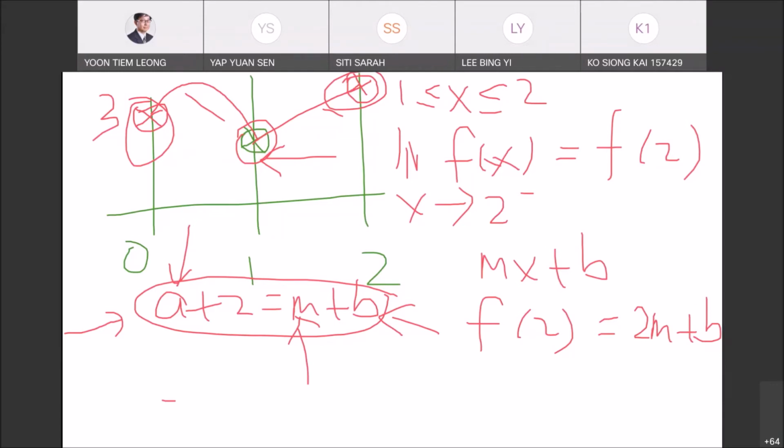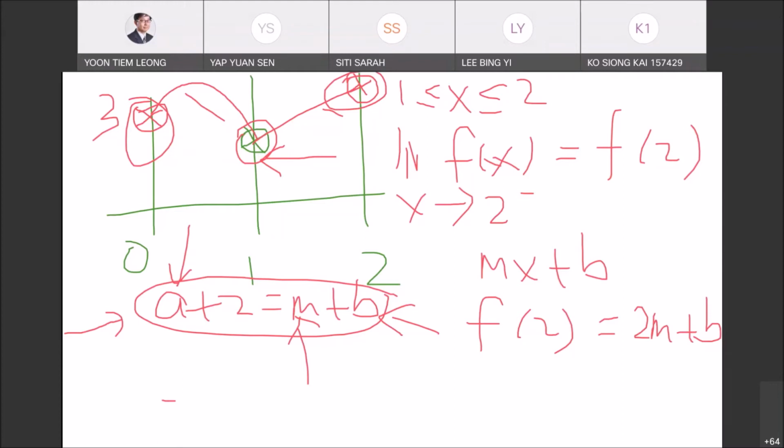Because the mean value theorem only works if all the points are differentiable. That means the gradient of the function at 1 from the left has to equal the gradient from the right. Thank you very much. So Bengi is speaking. Thank you very much. Now let me repeat again what I said.